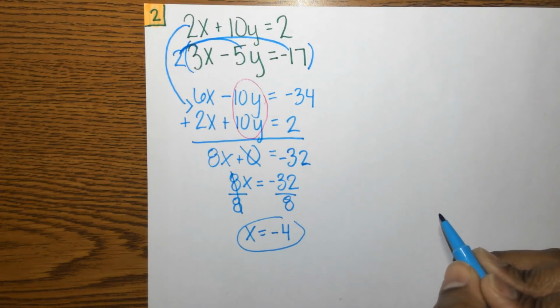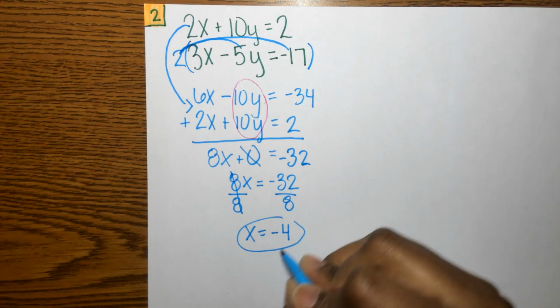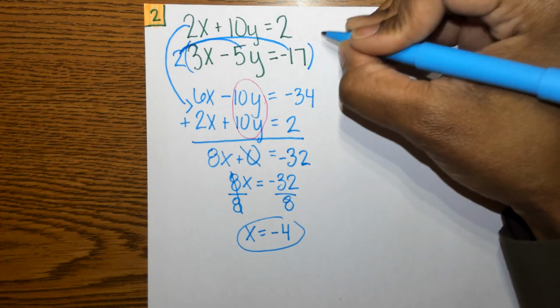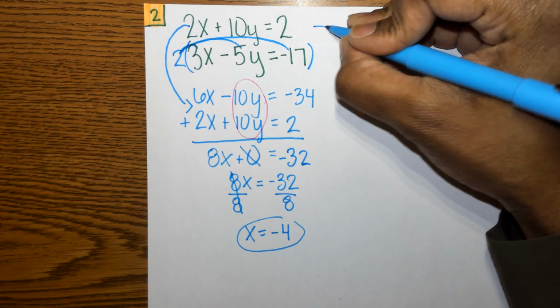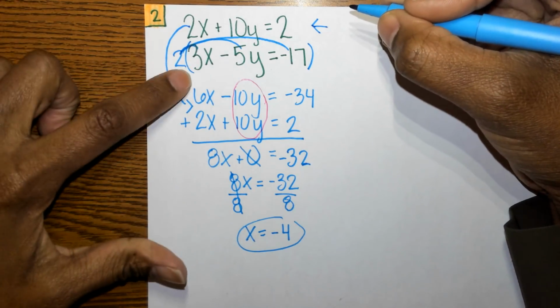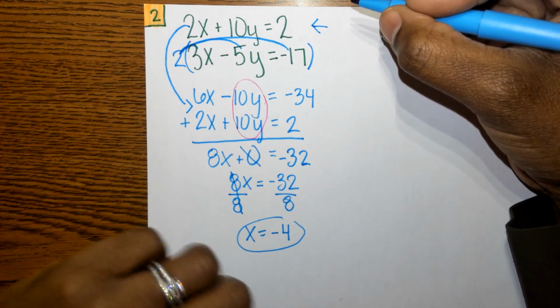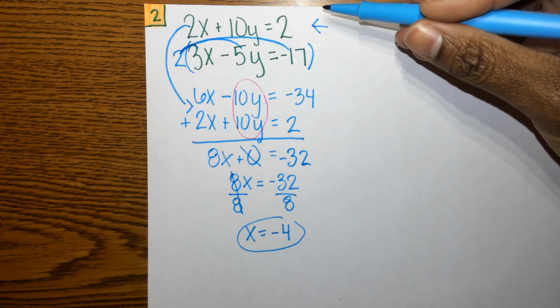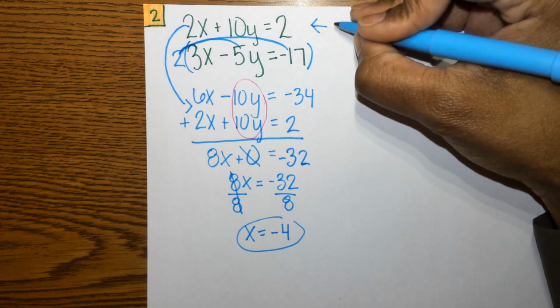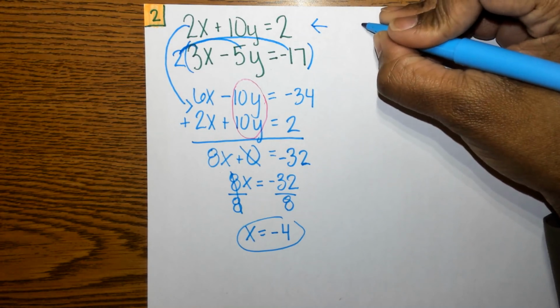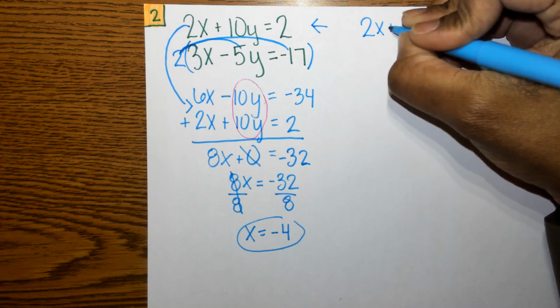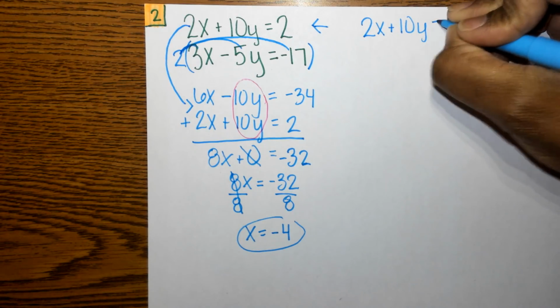I still need my y value. So I'm going to take this negative 4 and plug it into one of my original equations. I'm going to plug it into this one because, remember, I like to have smaller numbers here. I like to do whatever I can to make this as easy as possible. So my original equation here was 2x plus 10y equals 2.